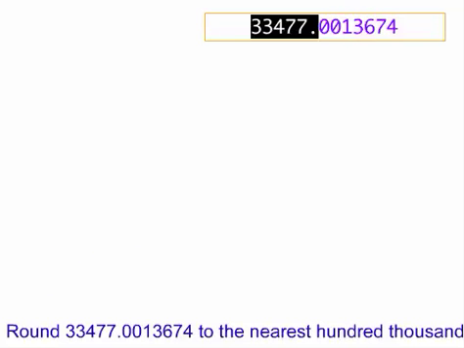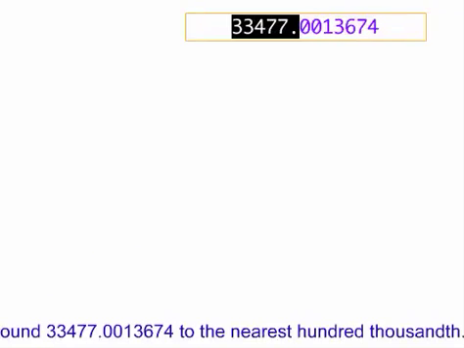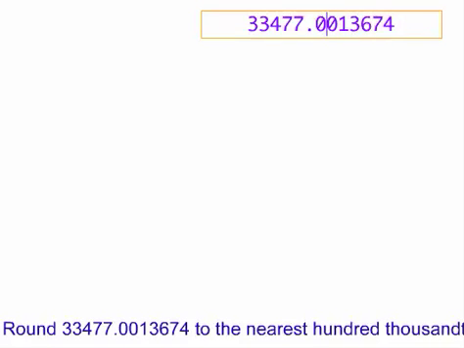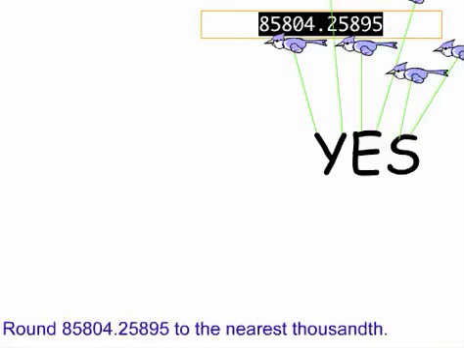Alright, round to the nearest, that says 100,000th. So just move that so you can see that 100,000th. So that's 1000th, 10,000th, 100,000th. So the 7 is going to tell the 6 to round up, and that's going to become a 7. Okay, that's all there is to it.